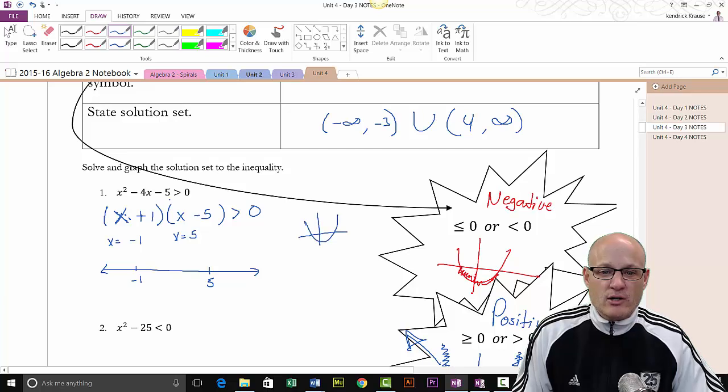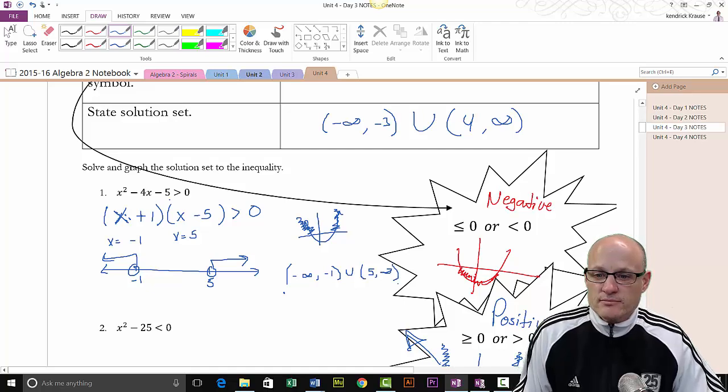Again, this is a parabola that goes up like this. So I want the parts where it is above the x-axis, or in this case, positive. So I want, again, on the outside. So open circle going to the right, open circle going to the left, and then it says solve and graph the solution set. I also should state the answer. So in this case, it's from negative infinity to negative 1, union 5 to positive infinity.